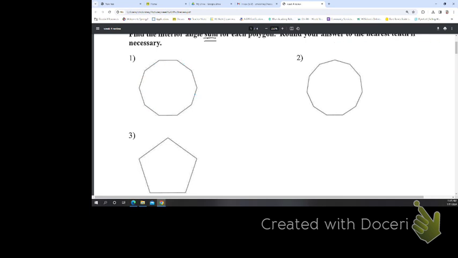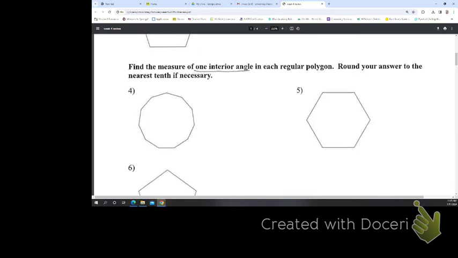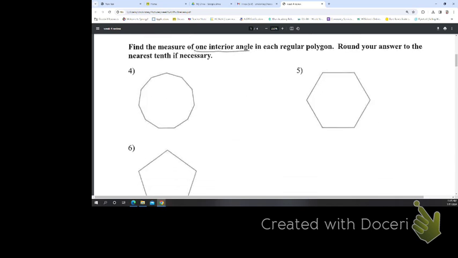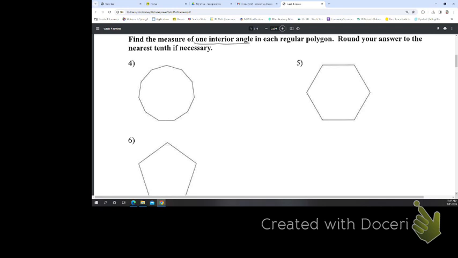So the ones below this, now notice the directions. The directions say find the measure of one interior angle, or maybe it says each, or each angle. And now they have to specify that they are regular. That means that each angle is the same, every side is the same. And so we do what we did above and then divide it by the number of sides. So now we're doing n minus 2 times 180, but then we divide that by the number of sides.